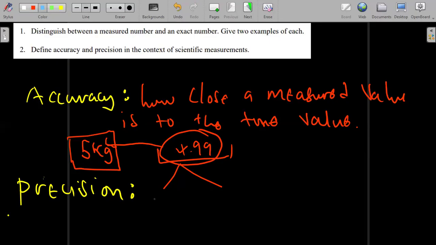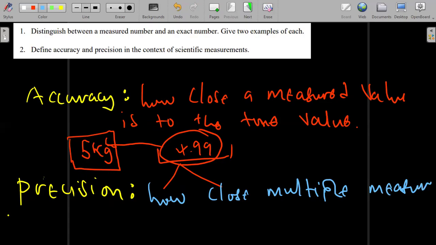All right, and then what is precision? Precision is how close multiple measurements are to each other. They may not necessarily be close to the true value, but they should be close to one another. Then we are going to say that those measurements are precise.